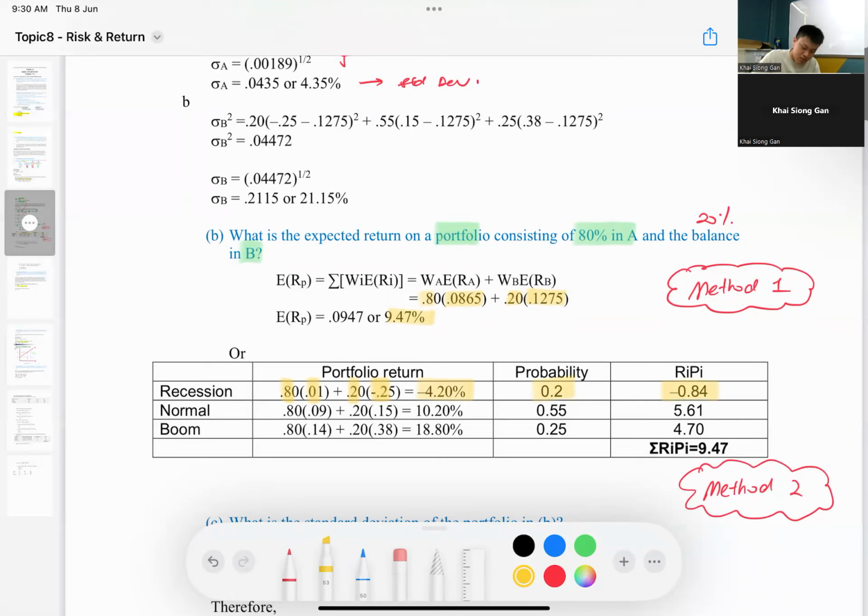Okay, same thing here for the next one. For normal state, I know that for stock A, I will get this return. For stock B, I will get this return. And I put this portion in stock A and this portion in stock B, and I get these figures. Times the probability, 55% for the normal state to happen, and these are the figures. And last one, for boom, stock A return is this, stock B return is this, and I put 80% in A, 20% in B, and I get this amount times the probability for this to happen. So I add these three, at the end, I will get this amount, 9.47%, which is the same as this one.